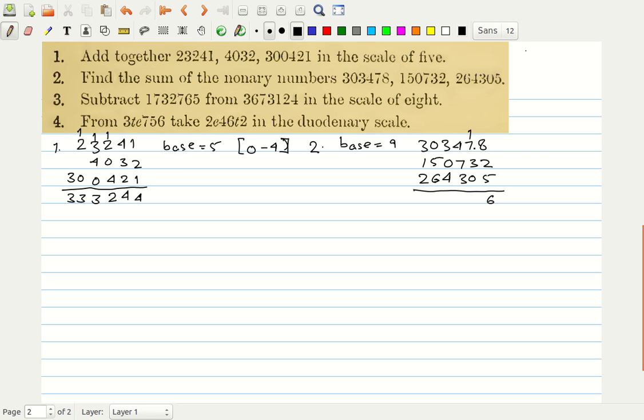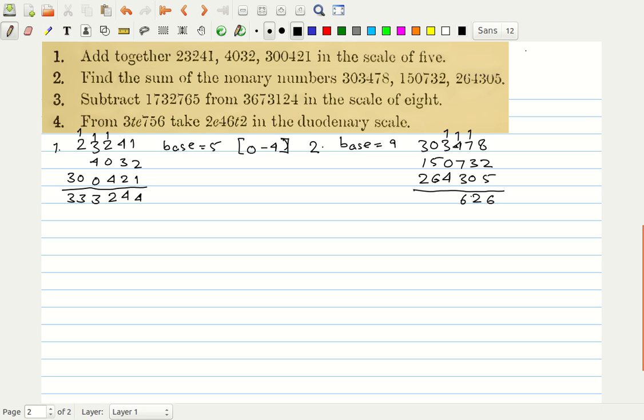So you have 7 plus 1 is 8. 8 plus 3 is 11. If you divide 11 by 9, you get the remainder as 2. Quotient as 1. 4 plus 1 is 5. 5 plus 7 is 12. 12 plus 3 is 15. Again you get remainder as 6.